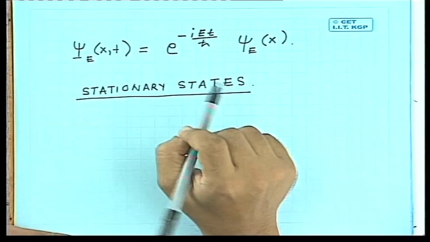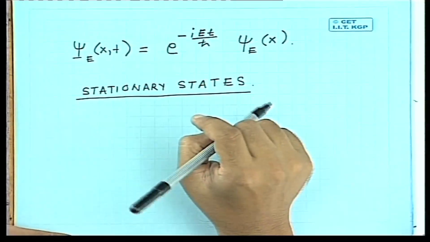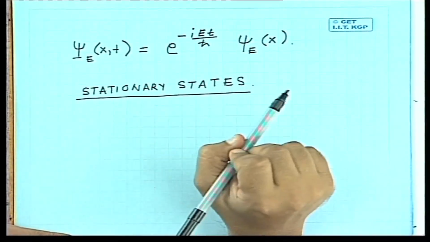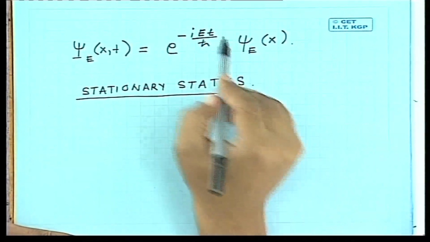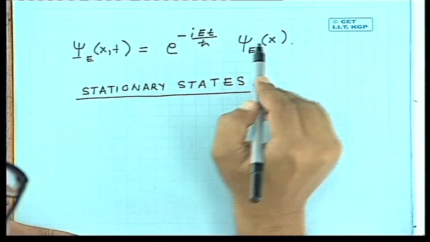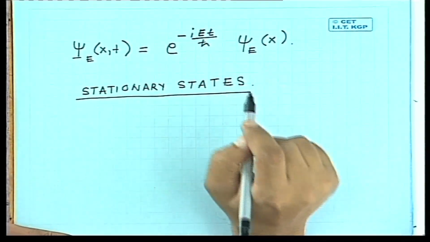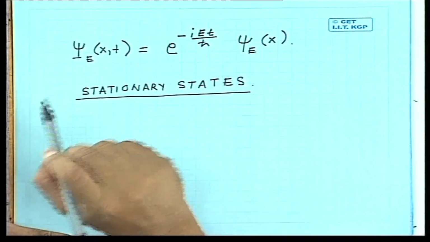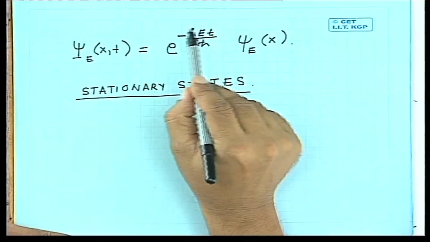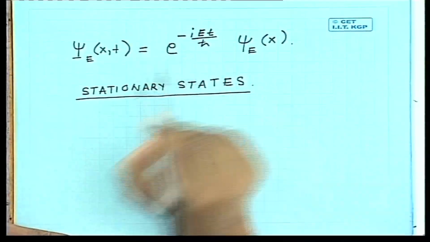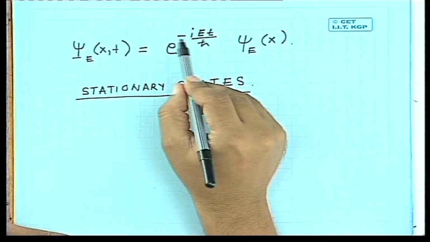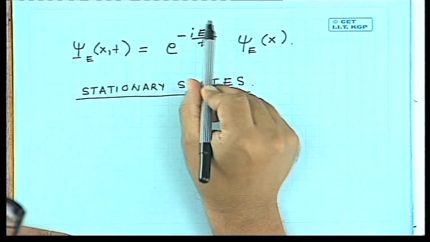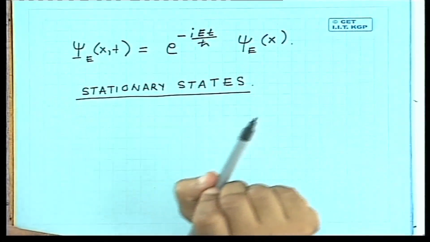Why are these states called the stationary states of the system? The reason is very simple. The time dependence of these states is only through this phase. So the eigenfunctions of the Hamiltonian operator get multiplied with a time dependent phase. This is just a phase, nothing else. It is cos of something plus i sine of something. It is just a phase. So the time evolution is just through this phase, nothing else.